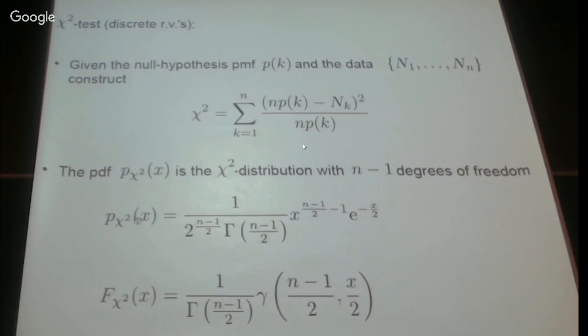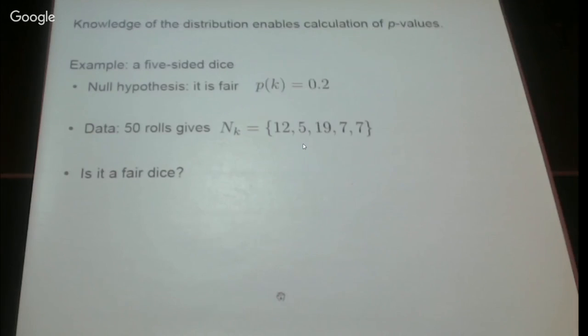The PDF of this distribution is given here, and the CDF is given here in terms of this incomplete gamma function. So armed with knowledge of the CDF, you can use the chi-squared to calculate p-values, illustrated by this example here. Say we have some 5-sided dice, and we assume that each of the 5 outcomes are equally likely. Then after 50 dice rolls, we get the following numbers for each of the 5 outcomes. Is that dice fair?